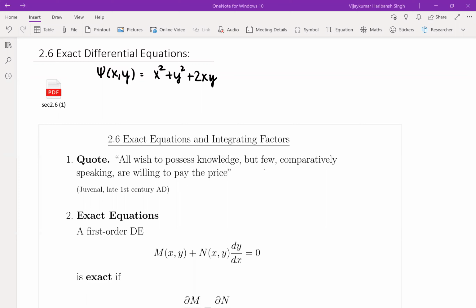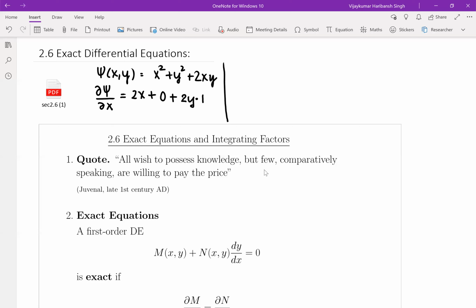Now you can consider the partial derivative of phi with respect to x. In this case, you will treat y as a constant. So the partial derivative of this with respect to x: the derivative of x square is going to be 2x. Now y square is a constant with respect to x, y is a constant with respect to x. So you have the derivative of y square is 0. And the derivative of 2xy: y is a constant, 2 is a constant, so 2y comes out times the derivative of x, which is 1. So this is the partial derivative of phi with respect to x.